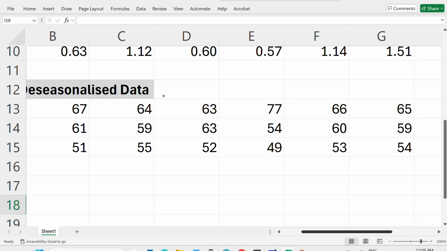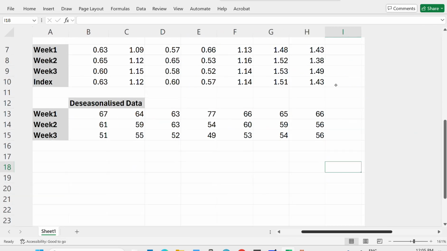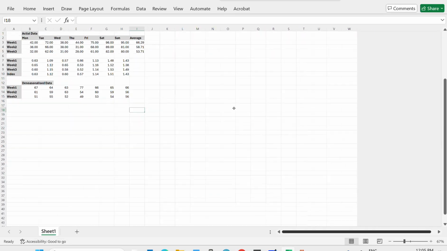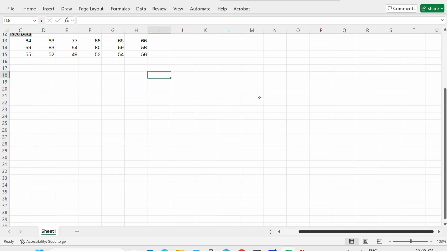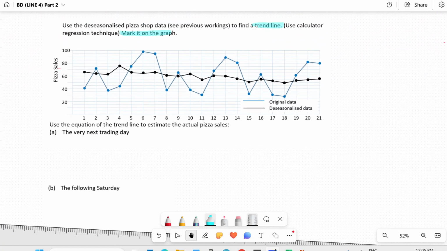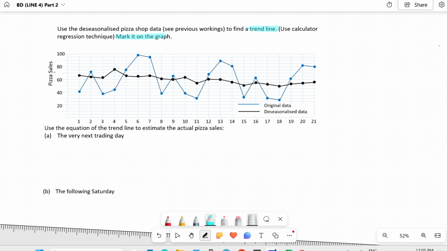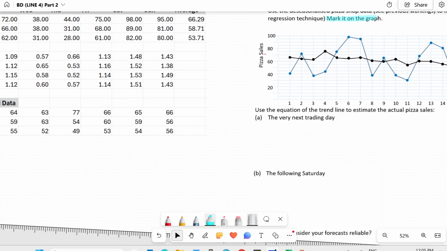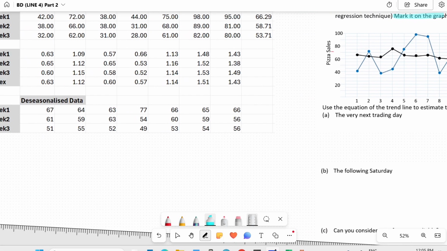When we are working with seasonal data and we fit a trend line, we always use the deseasonalized figures. We fit the trend line to the deseasonalized figures, or the linear regression to the deseasonalized figures. I'll give you a moment to pause the video, go ahead and enter that deseasonalized data into the calculator, and then I'll have a go at it and you can see if you get the same result as me.